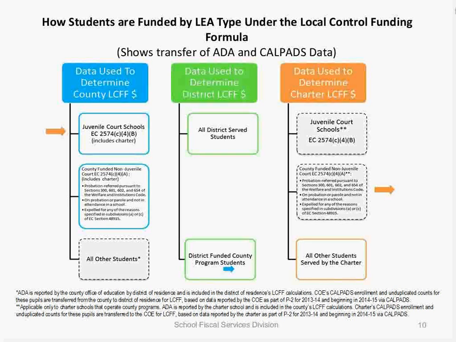The second gray box under the charter column will work the same way. These are students in a county program charter that meet the criteria to be funded at the higher funding rate, but the ADA will also flow to the county and be funded through the county office.